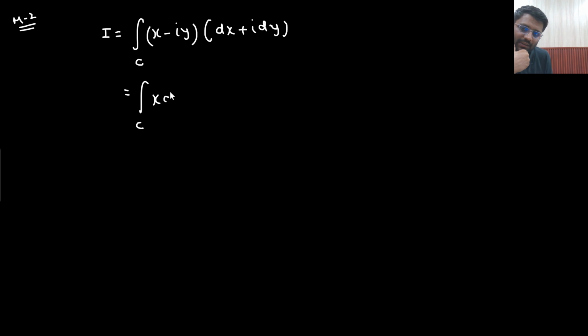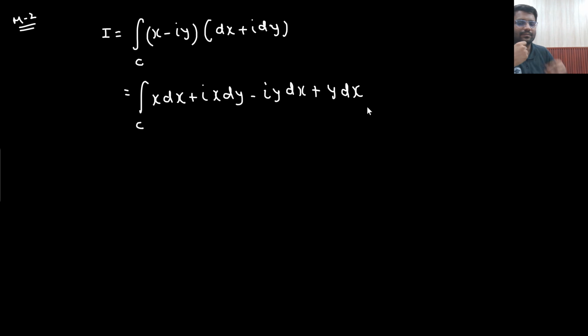Sir, x multiplied with dx will be x dx, x multiplied with iota dy will be iota x dy, minus iota y dx, and minus iota multiplied with iota, this will become iota square, so it will become a plus sign, so plus y dy. This is what you are getting over the curve C.